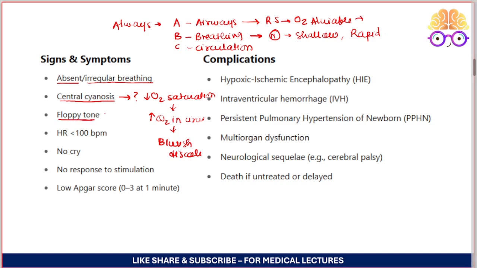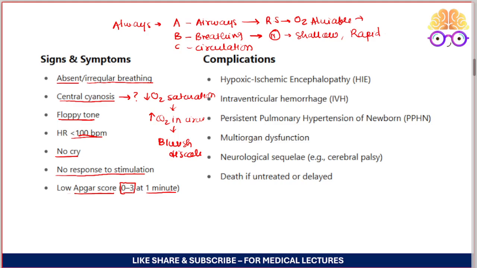It will have a floppy tone, and the heart rate will be less than 100 beats per minute. There will be no cry, no response to stimuli, and a low Apgar score, which is 0 to 3 at 1 minute. Okay, so these are the signs and symptoms. Mostly we need to always check the airways, breathing, and circulation. These three things will determine the further outcome, like what all things we are going to do.